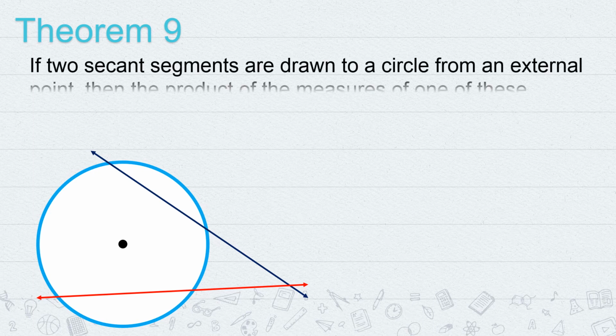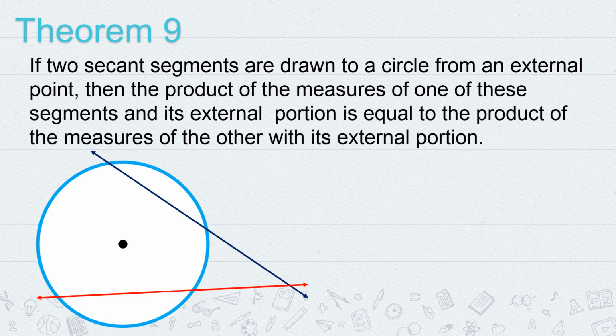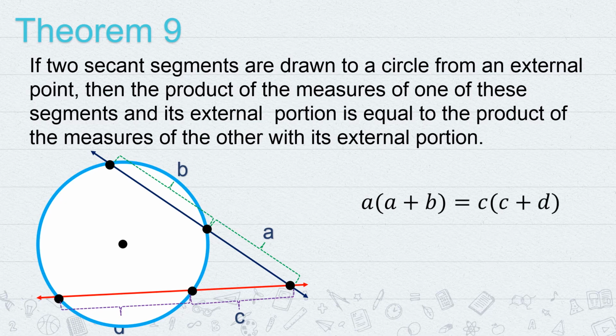Theorem number 9 states that if two secant segments are drawn to a circle from an external point, then the product of the measures of one of these segments and its external portion is equal to the product of the measures of the other with its external portion. Similar to our theorem number 8, but this time it is made up of 2 secants. So using the statement under theorem number 9, we may state that A times A plus B is equal to C times C plus D. So let's have our example and let us see how this works in solving for the unknown involving this figure in segment relation.